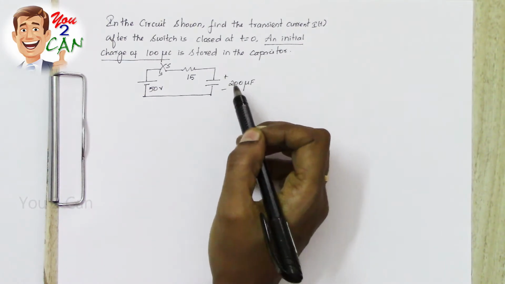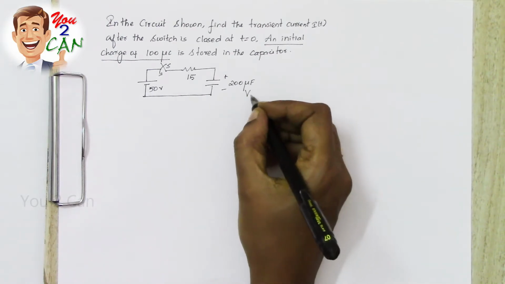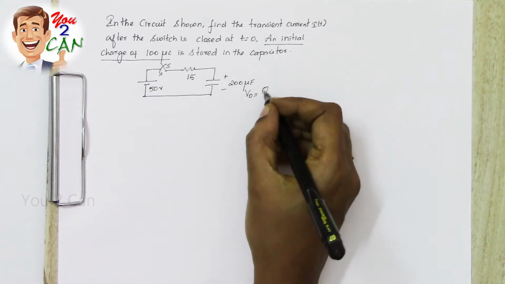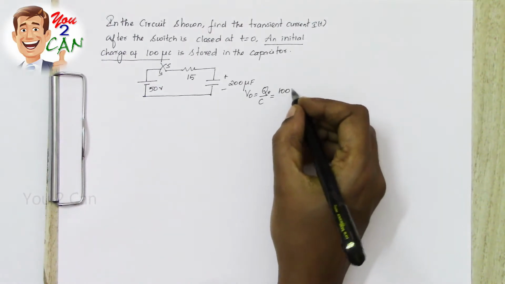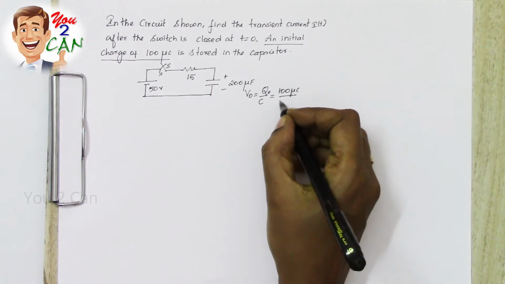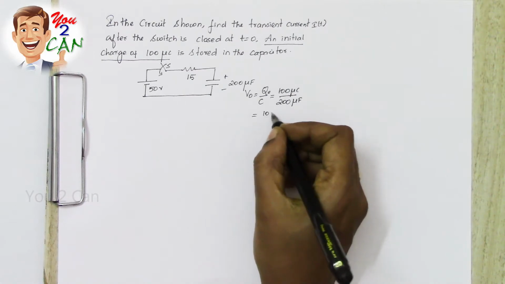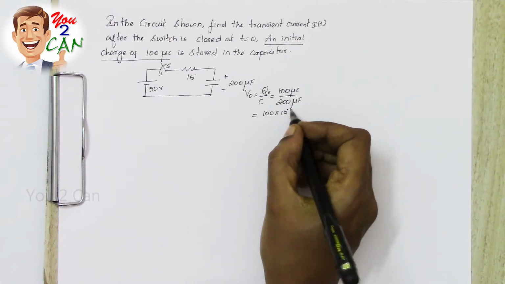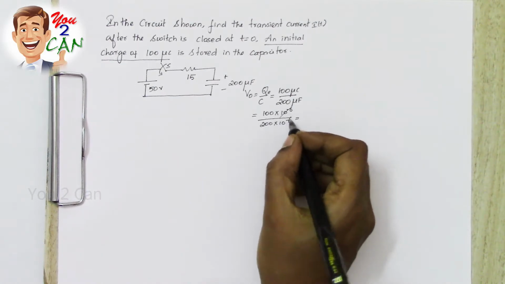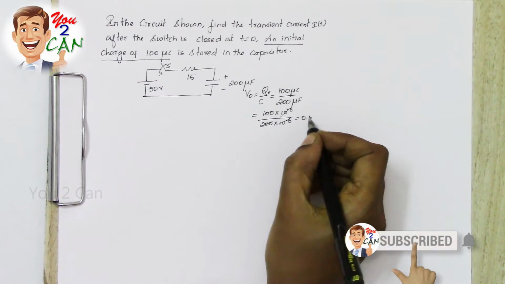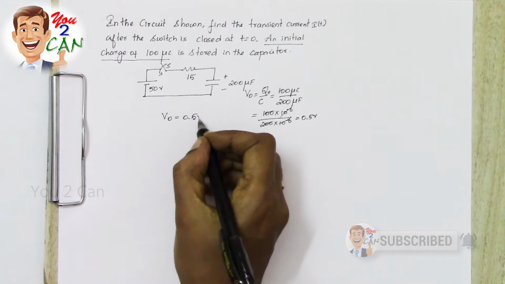So an initial voltage is impressed on the capacitor. So we have to find that voltage. What is the formula for voltage? Q divided by C, Q naught by C. Q naught is 100 microcoulomb divided by 200 microfarad, that is 100 into 10 power minus 6 divided by 200 into 10 power minus 6, that will be 1 by 2, 0.5 volt. So the initial voltage across the capacitor is 0.5 volt.